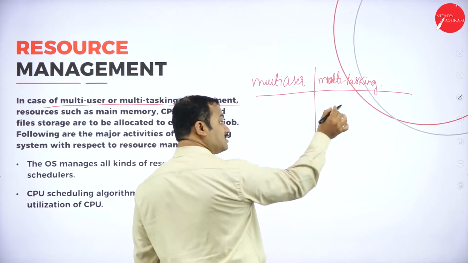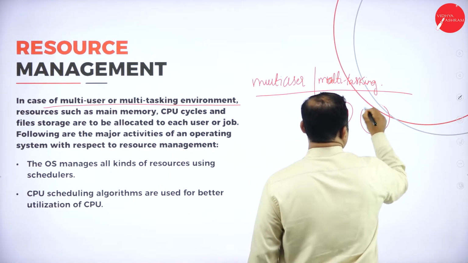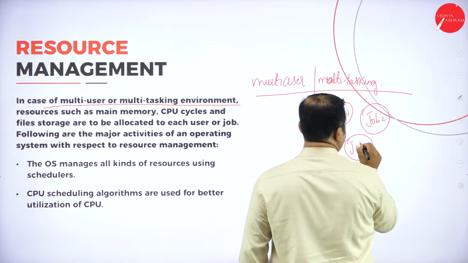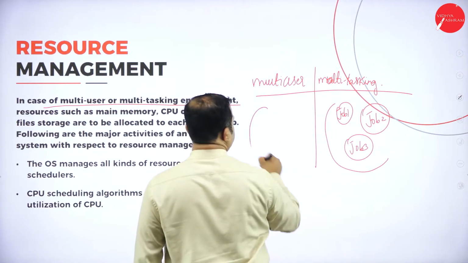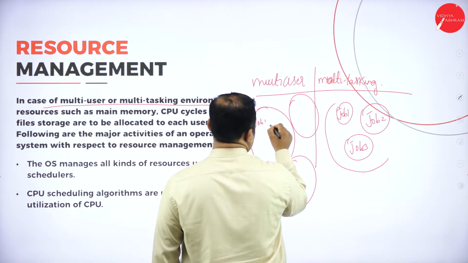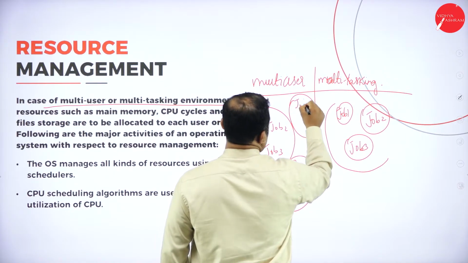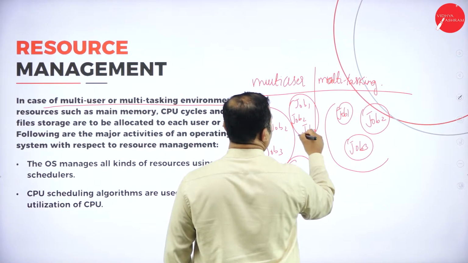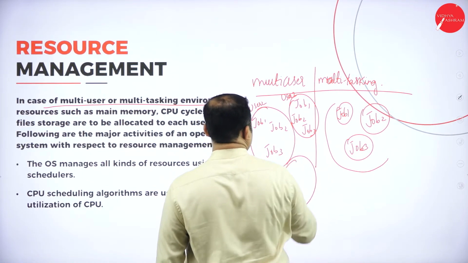In case of multitasking environment, let me explain multitasking. I have job 1, job 2, job 3. So multiple tasks are done here. That means all these jobs are transformed into one of the user. That is job 1, job 2, job 3, then job 1 of user 1, job 2 of user 2, job 3 of user 3. That is user 1, user 2, user 3.